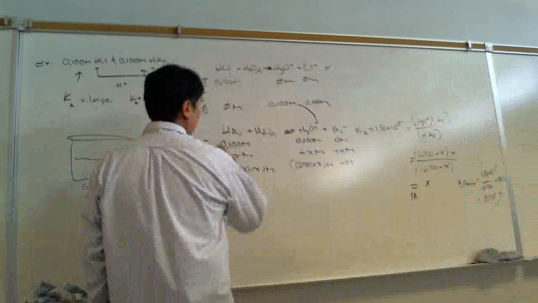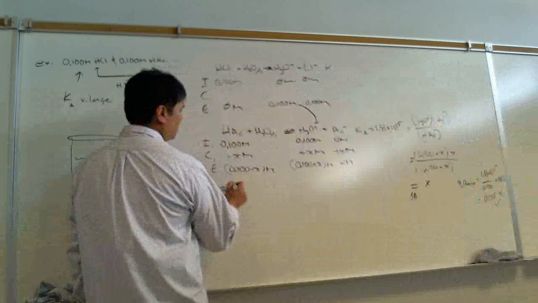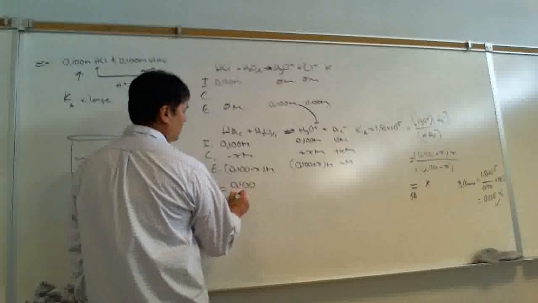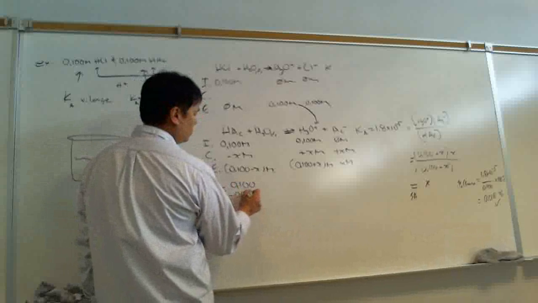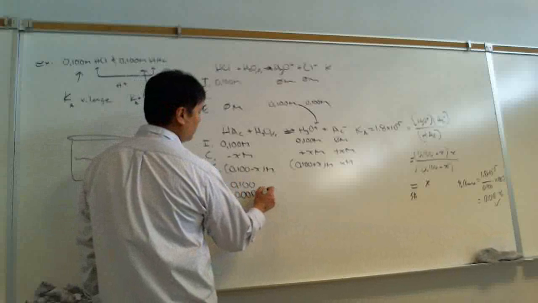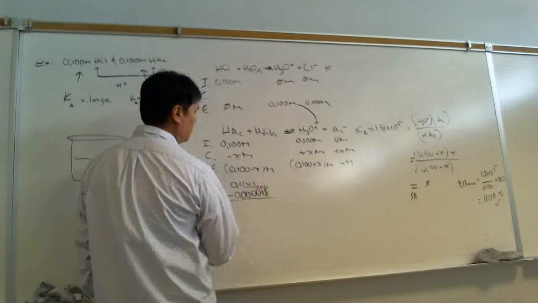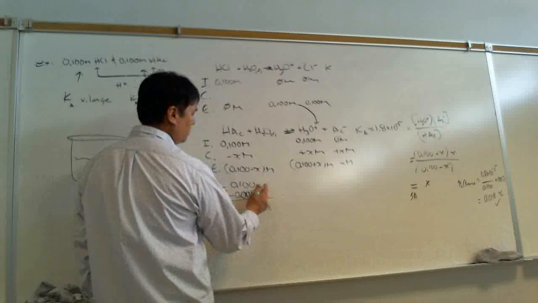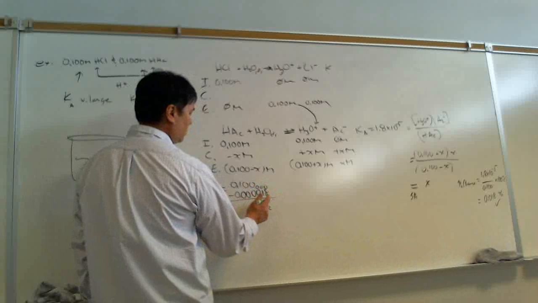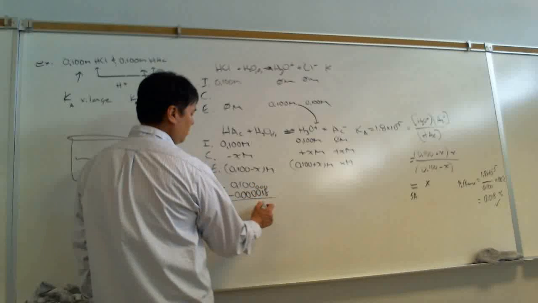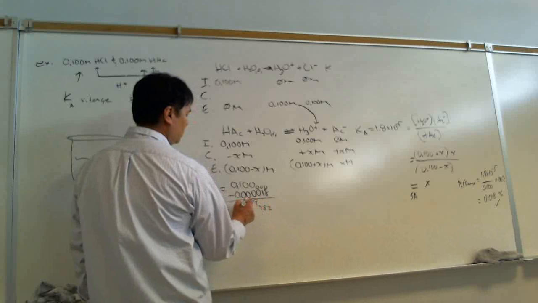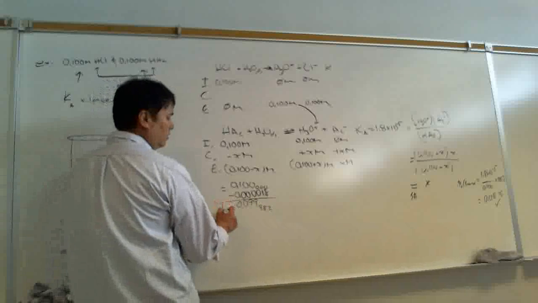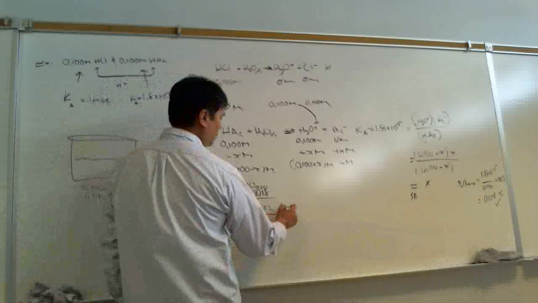So let's go ahead and calculate these. The acetic acid will be 0.100 minus 0.0000 18, so we need 3 more zeros here. That gives 0.099982 molar.